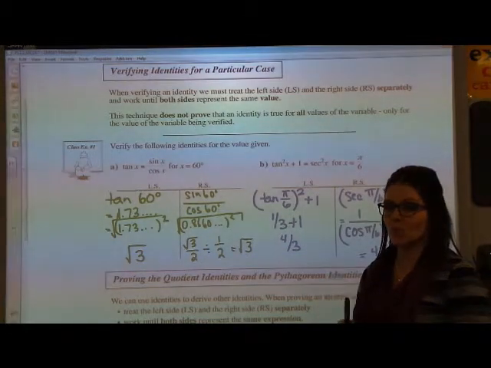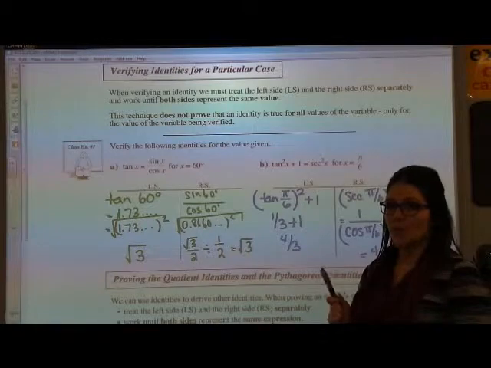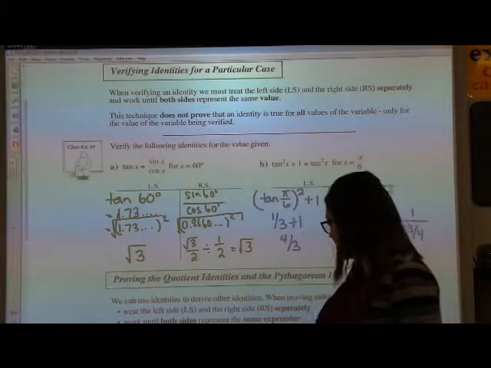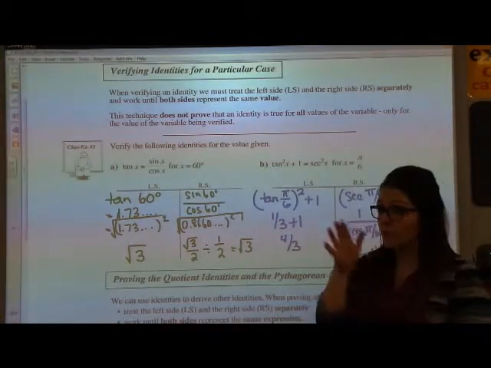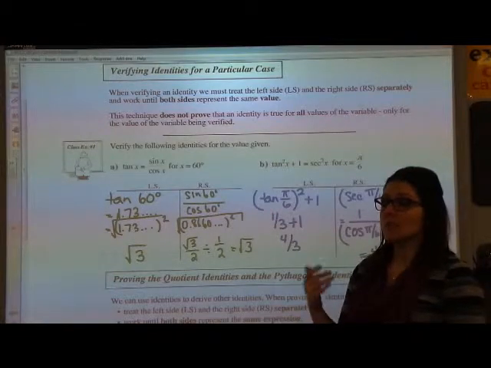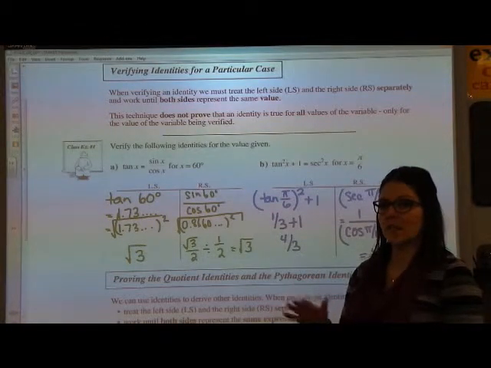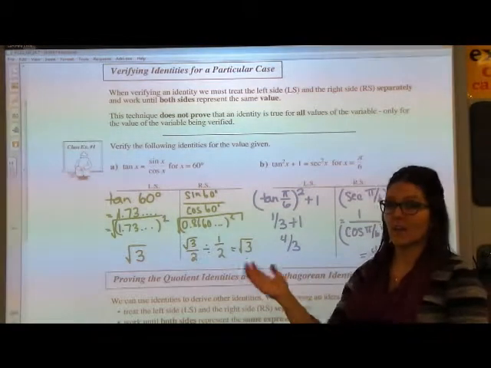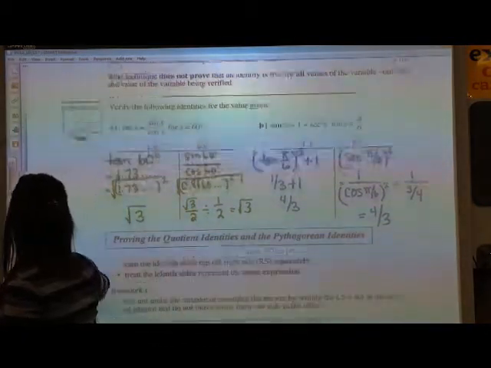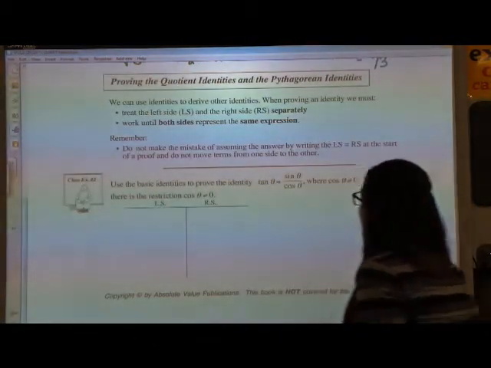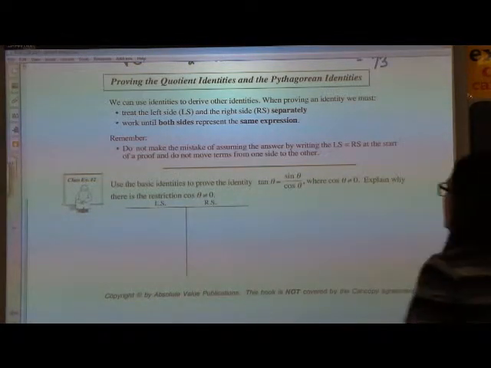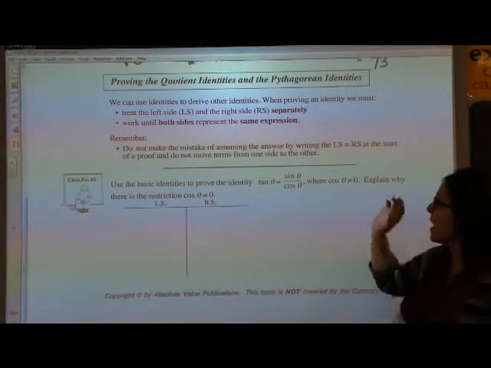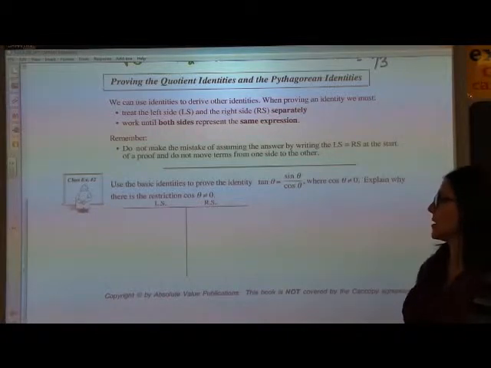So what we're going to do now is prove them. The difference when we prove them is we don't have any of these numbers. We don't have 60 degrees. We don't have pi over 6. But we still work the same way. We still treat the left and the right-hand sides differently. Sometimes it's easier to start with the more complex side and try to simplify it to the other side. Sometimes you have to work on each side at the same pace. Things to remember: we do not assume the answer by writing the left side and the right side at the start of the proof, and we do not move terms from one side to the other side.